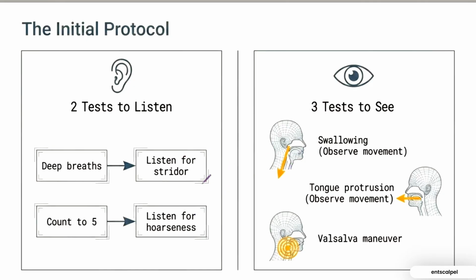Oh, wow. And having them count to 5 isn't just about hearing them speak, is it? Not at all. It requires sustained rhythmic engagement of the vocal cords. It stresses the vocal machinery just enough to see if the internal structures or the delicate nerves controlling the voice box are being paralyzed or pinched by the swelling. Exactly. Then the protocol moves to the visual tests, the 3 tests to see.